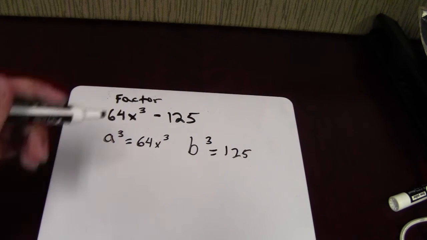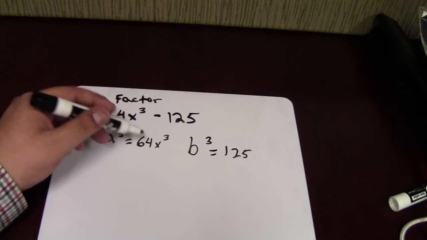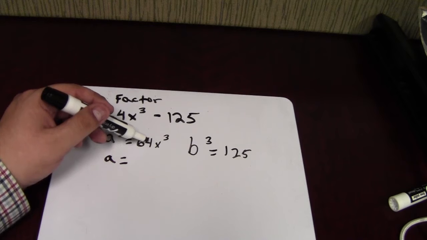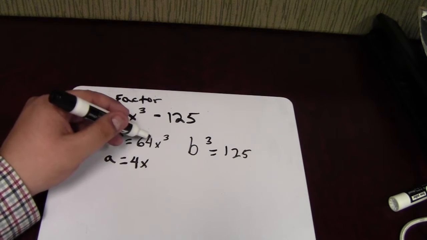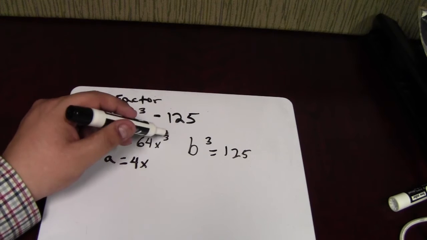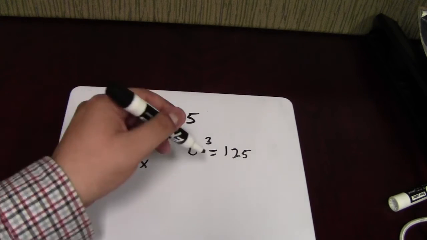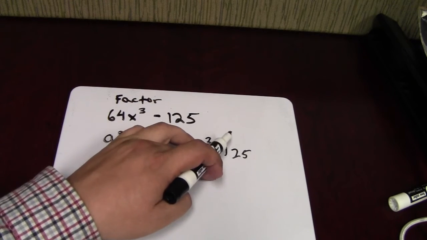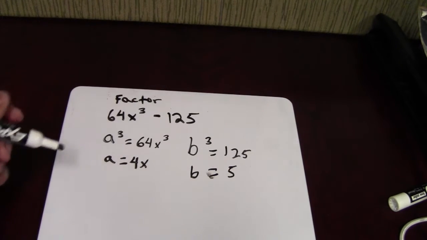Move this down here. Now, since that's a cubed, that must mean that a is easy to find. We just cube root this: 4x. So the cube root of 64 is 4, and the cube root of x cubed is x. And for b, that's just 5, because the cube root of 125 is 5.